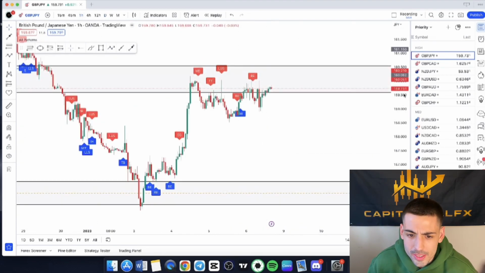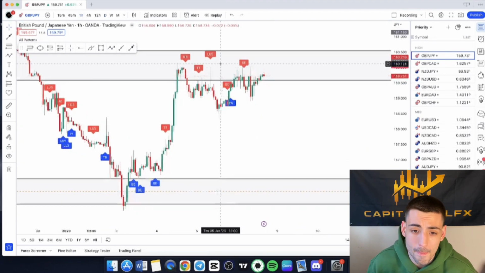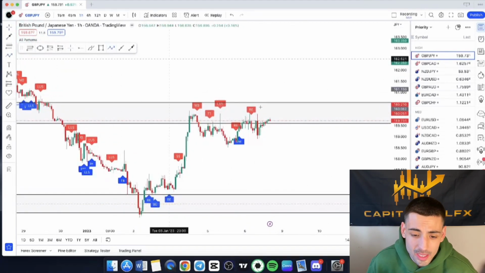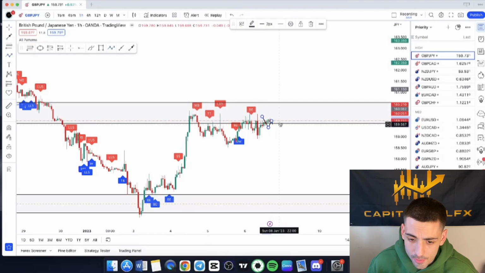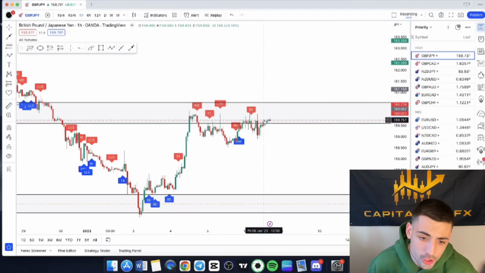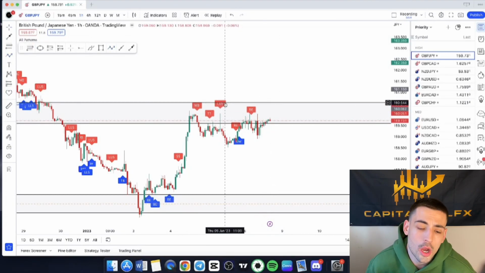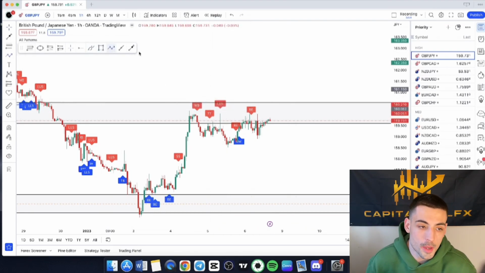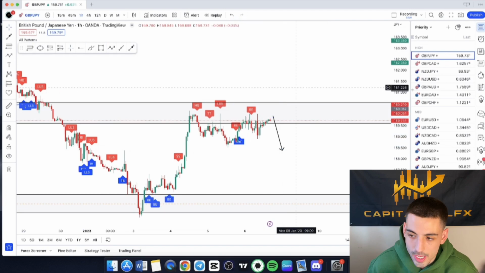Sneaking down to the hourly time frame, we can see that we formed a bunch of bearish price action around this horizontal level. So I'm going to wait to see how the market opens, see the price action that's forming around this horizontal level, see if we form another bearish engulfing or a long upper shadow, tweezer top, whatever it may be. I'm going to wait for some type of bearish price action before looking for potential downside movement.